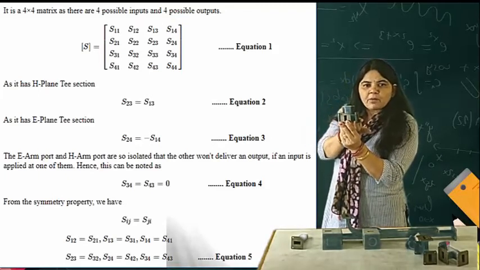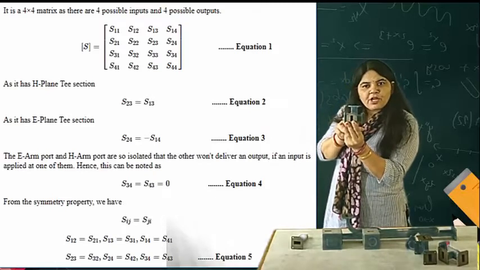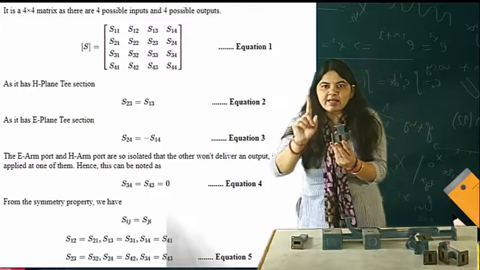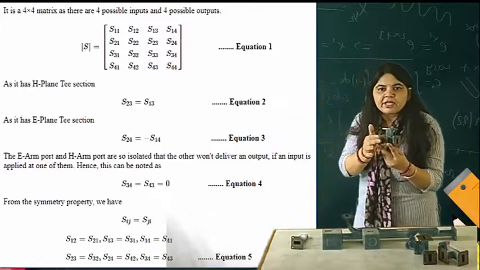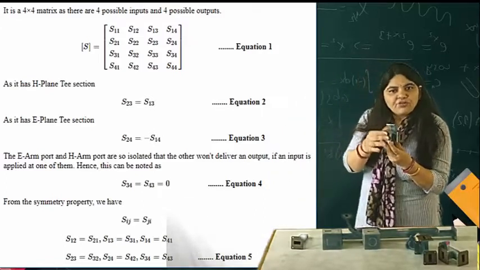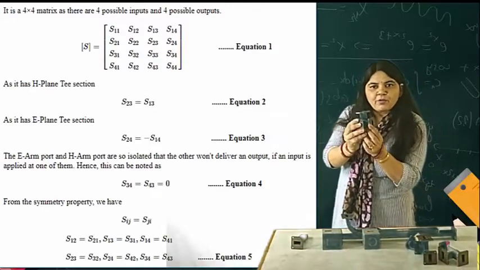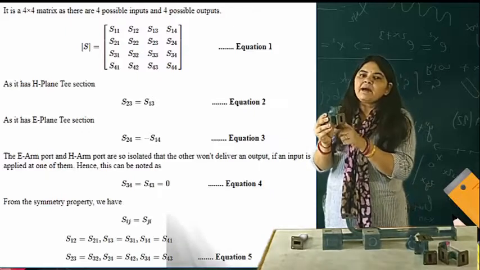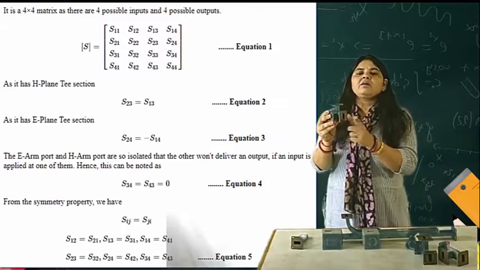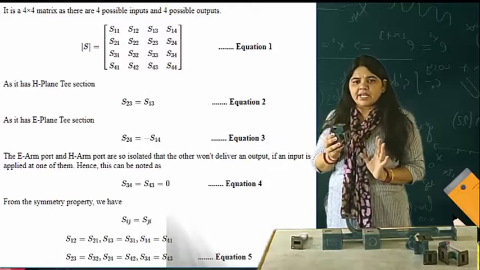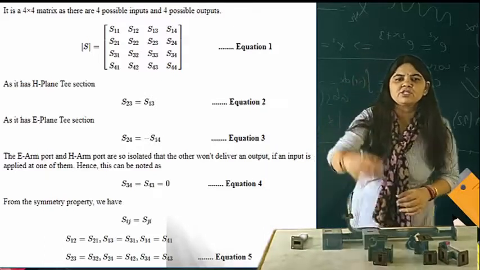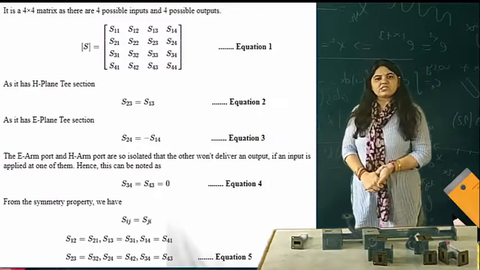So the output at port number 1 and port number 2 are both equal. You know that in the E plane T, if I apply the input from port number 4, I have the output at port number 1 and port number 2. They are the same in magnitude, but the phase delay is 180 degrees. So S24 is equal to minus S14.